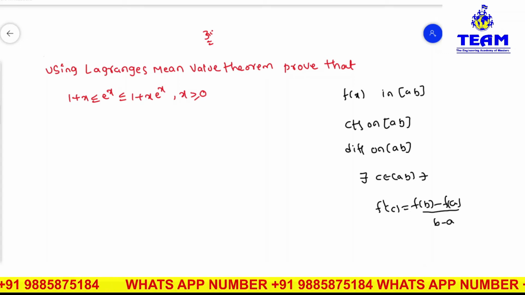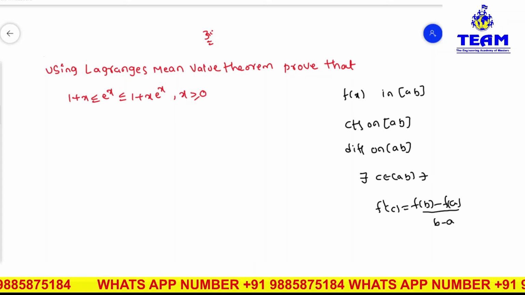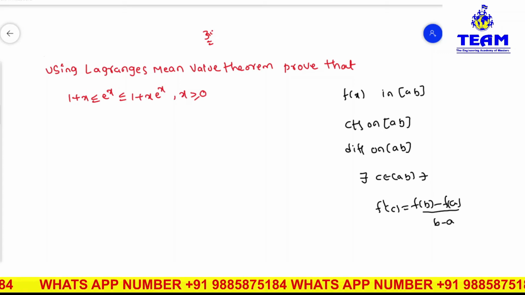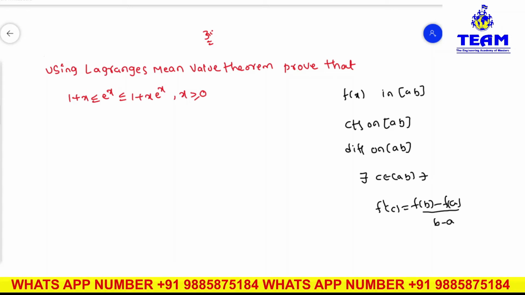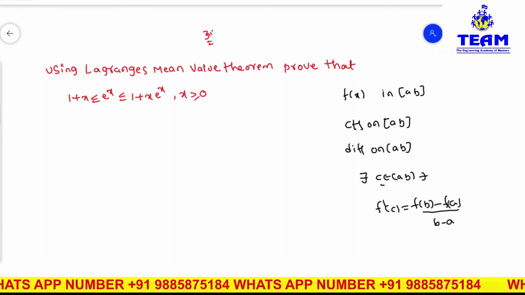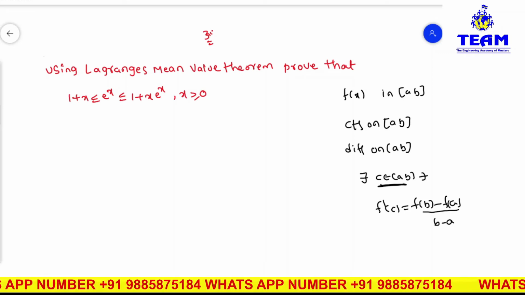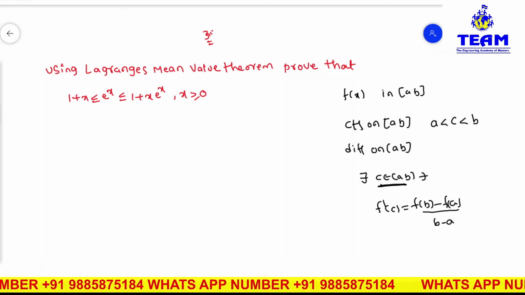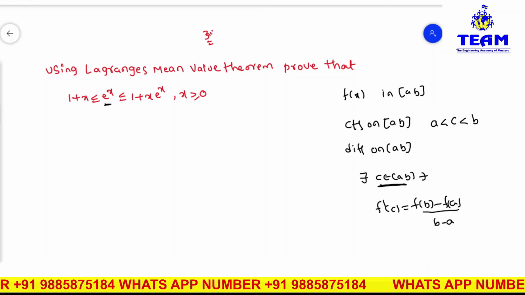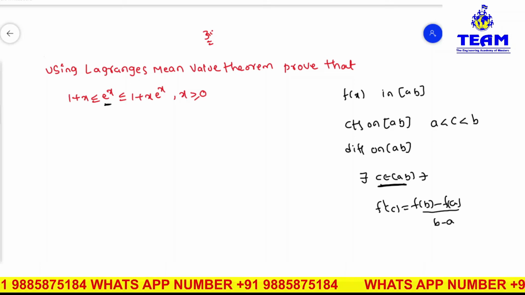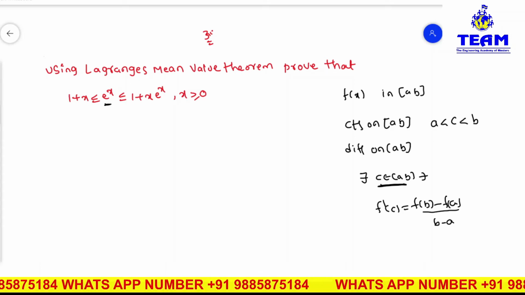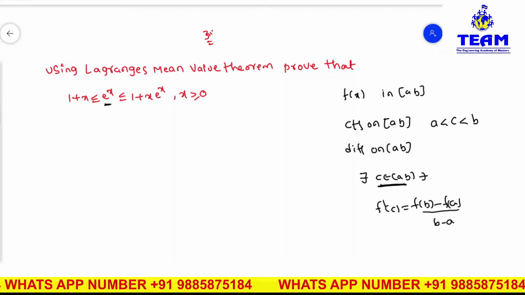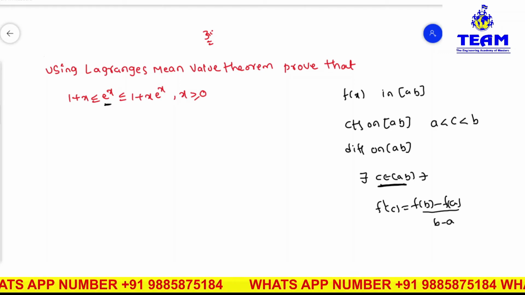So first we require a function. First you see friends, which function you have to take. Observe, 1 plus x is less than or equal to e power x is less than or equal to 1 plus x e power x. Actually here we have c belonging to a comma b, nothing but a less than c less than b. So the mid value here is e power x. Let us consider f of x is equal to e power x. Why you have to consider it? Just for rough work, no need to write in the exam. Not only this inequality, you can go for any other case.